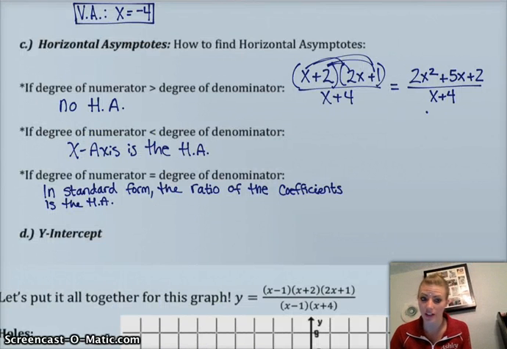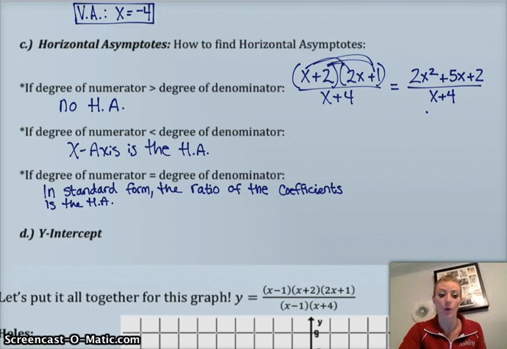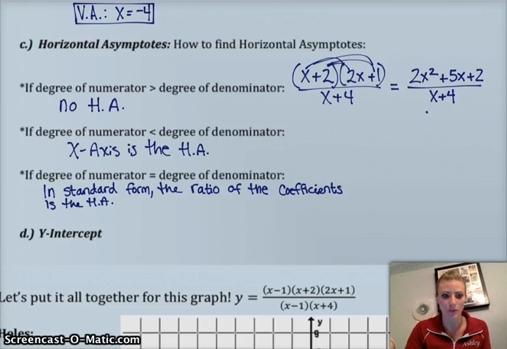So if I FOIL everything out, my function becomes 2x squared plus 5x plus 2 over x plus 4. This is, again, after everything's canceled out in the beginning. Once you find the holes, then you find everything else. That's why holes is the first thing to find. Anyways, you look at the degree of the numerator, and for this one, the degree of the numerator is 2.